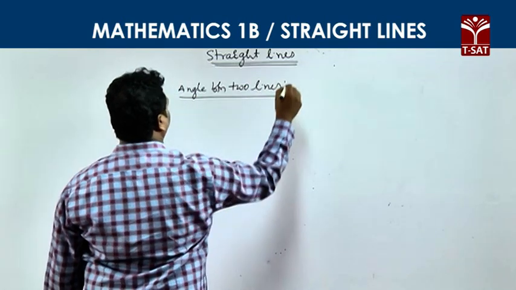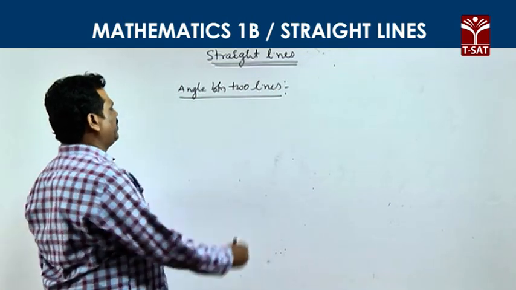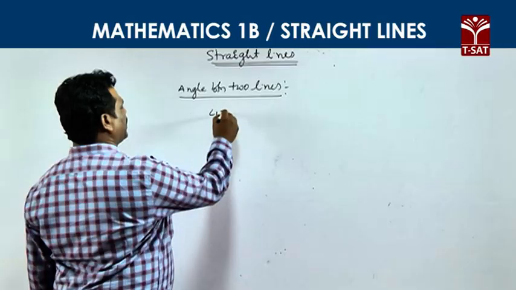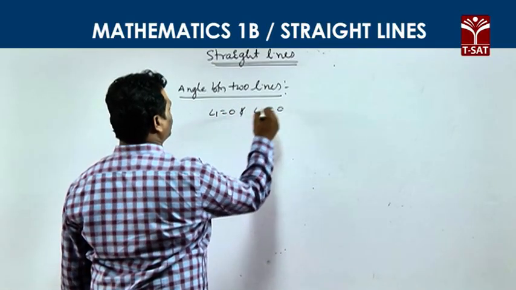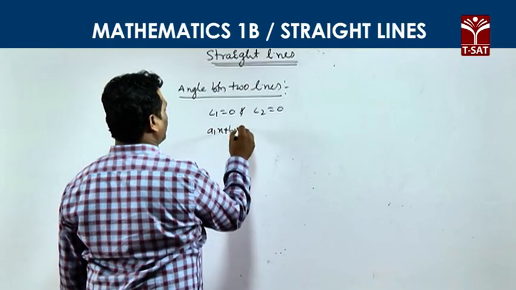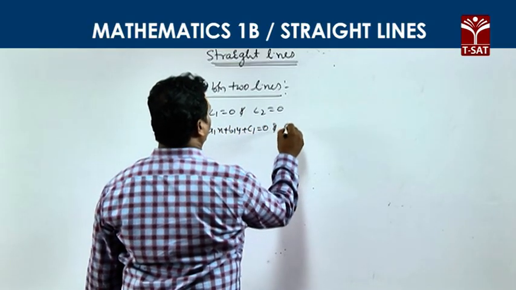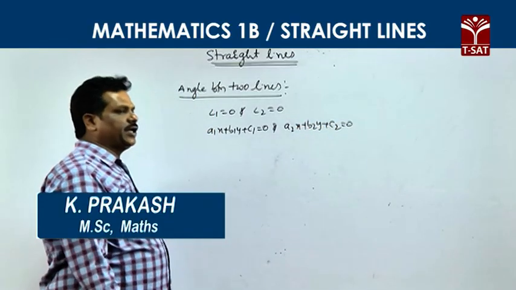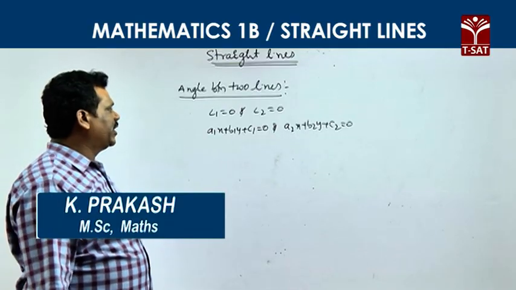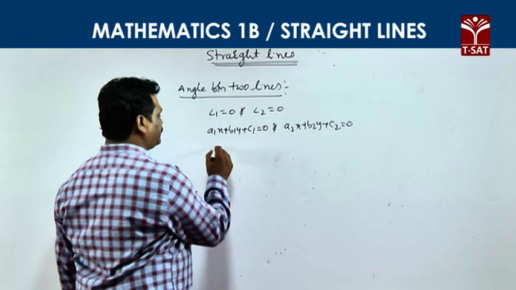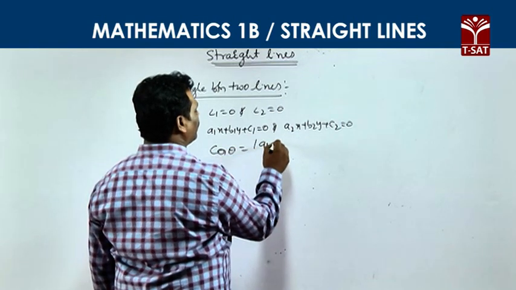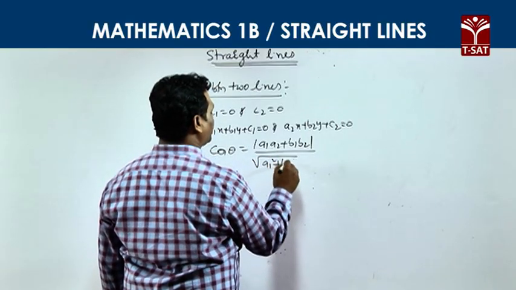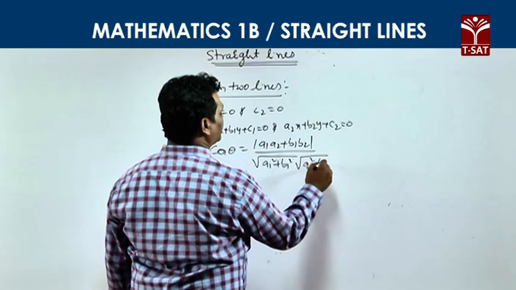Next definition is angle between two lines. Let theta be the acute angle between the lines L1 equal to 0 and L2 equal to 0, that is A1x plus B1y plus C1 equal to 0 and A2x plus B2y plus C2 equal to 0. Then cos theta is equal to mod of A1 A2 plus B1 B2 divided by under root of A1 square plus B1 square under root of A2 square plus B2 square.